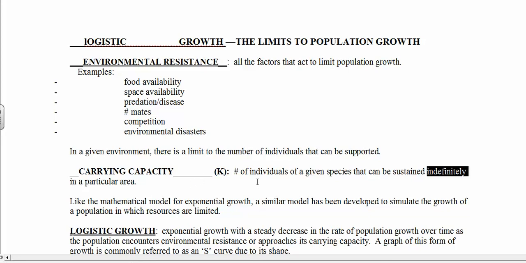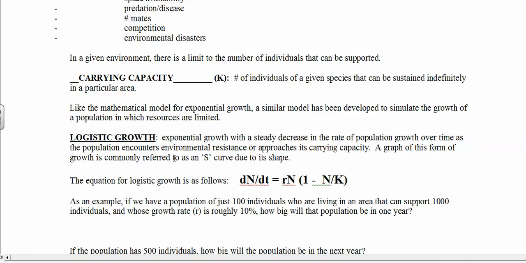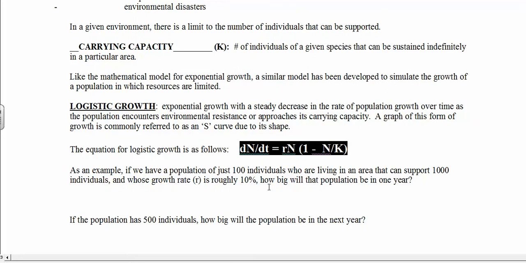But when you're at your carrying capacity, resources are being replenished as quickly as they're being utilized or used. And so that particular population can sustain itself indefinitely under those conditions. Now, just like we had for exponential growth, there's a simple mathematical model to represent how a population will change in response to its carrying capacity or in response to these forms of environmental resistance.